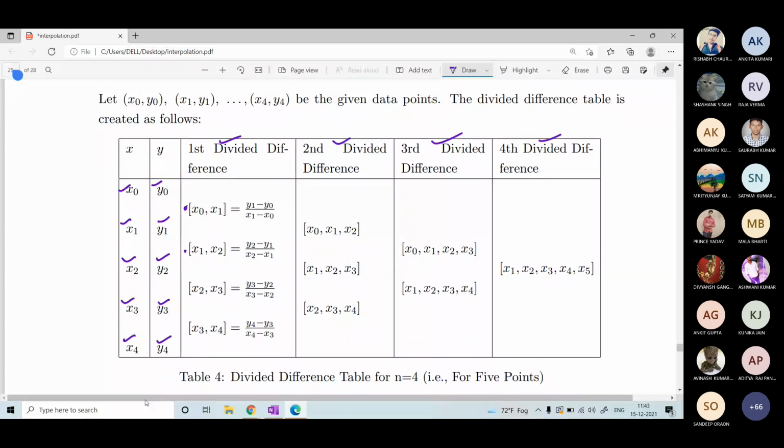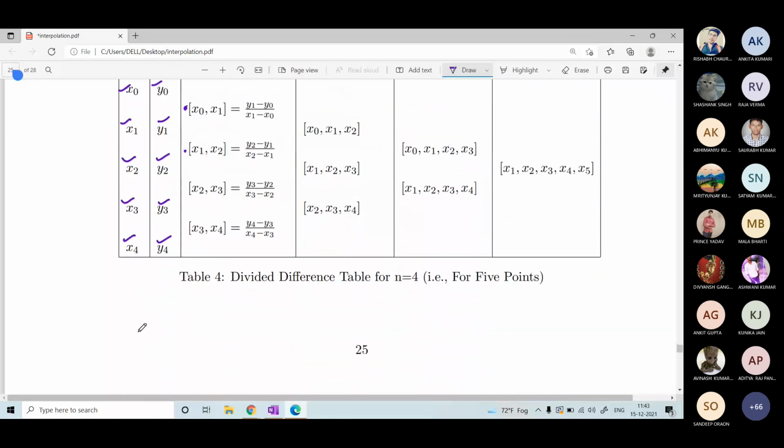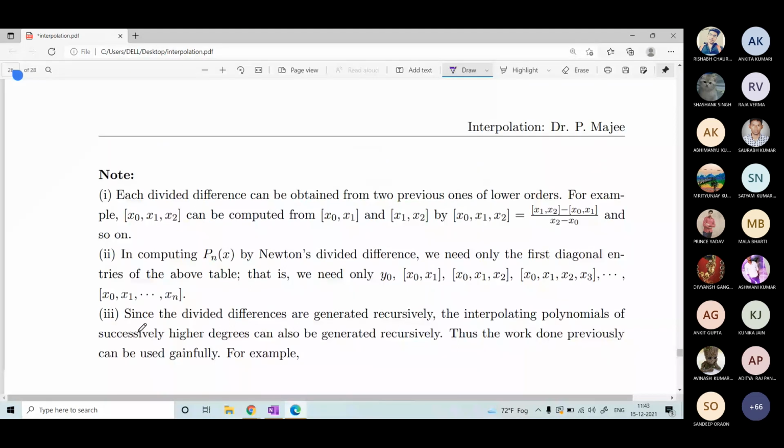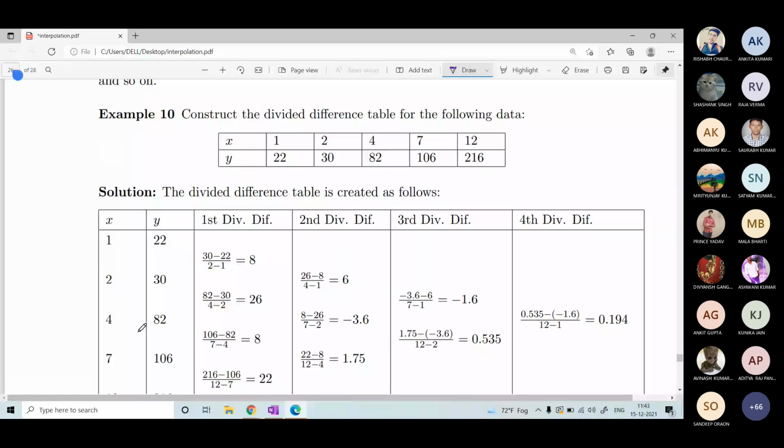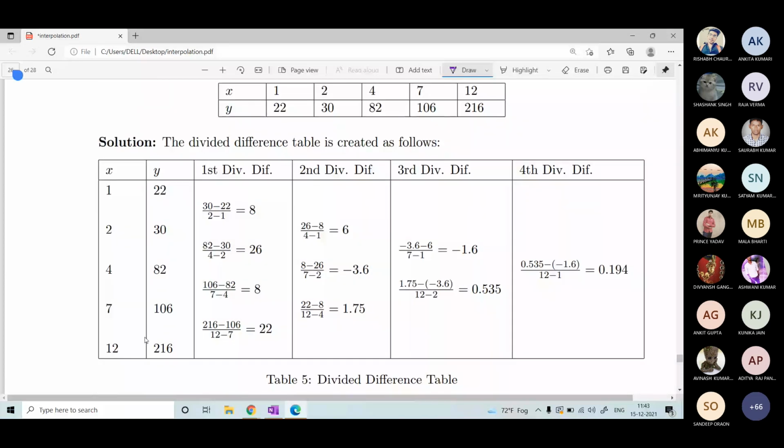Okay, so let us take some real values and complete the table. Here I have taken these 5 data points. The first column is input values, the second column is output values, the third column will represent first order divided difference, the fourth column second order divided difference, the fifth column third order divided difference, and the sixth column fourth order divided difference.